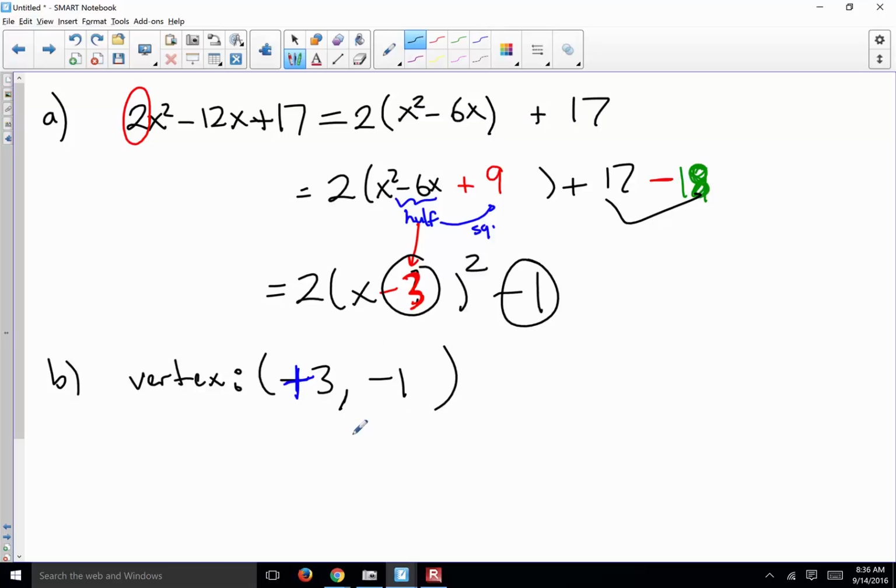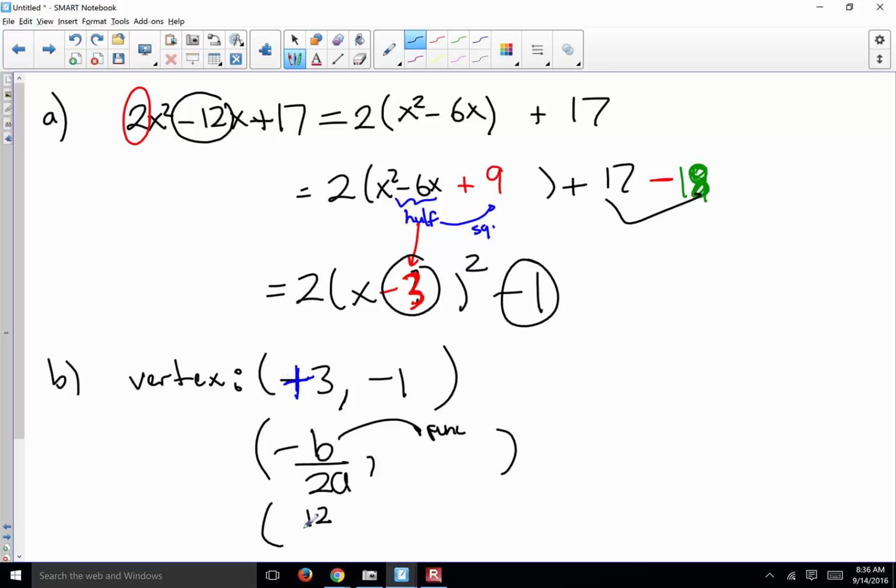Do you guys remember that formula? Anyone? If you mess up in part A, you need to use that formula. It's -b over 2a, right? And you use this formula in the function, in this result. What is -b here?